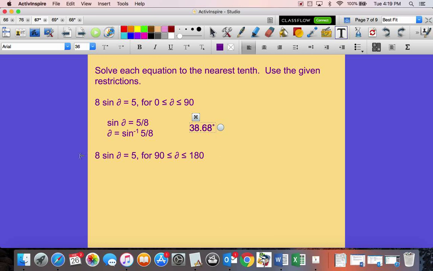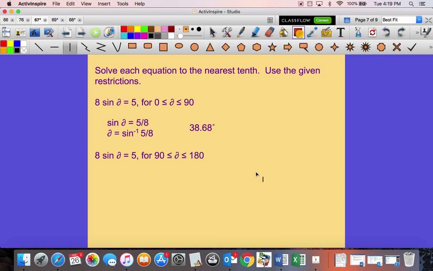Down here below, we have the exact same equation, except our restrictions have changed. They're between 90 and 180. All right, we only got this one. Okay, so this is where we have to think about putting it on the graph.